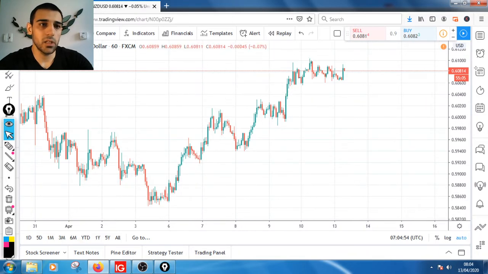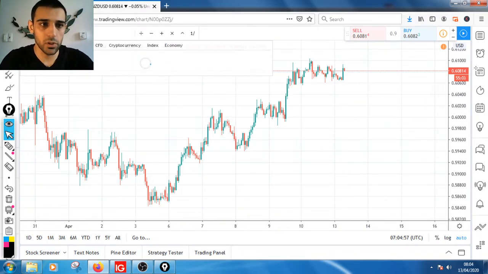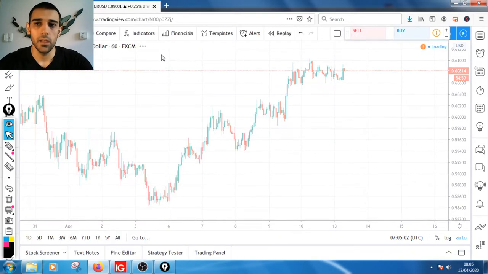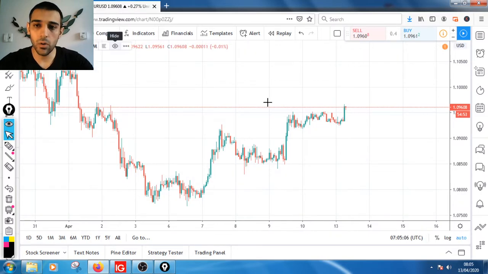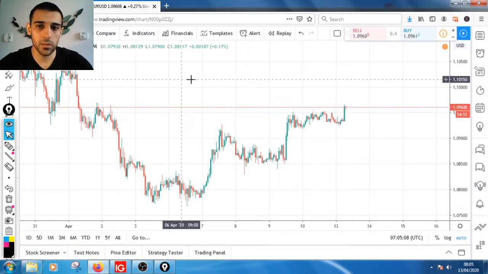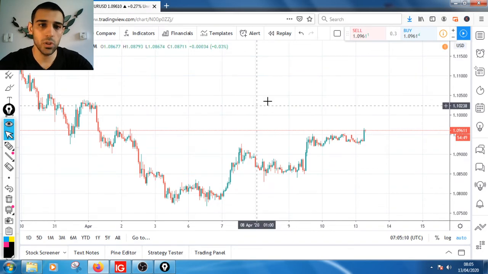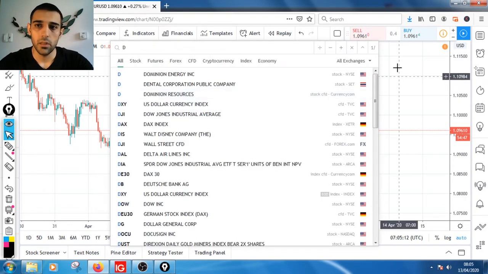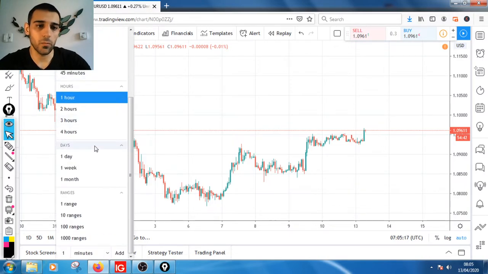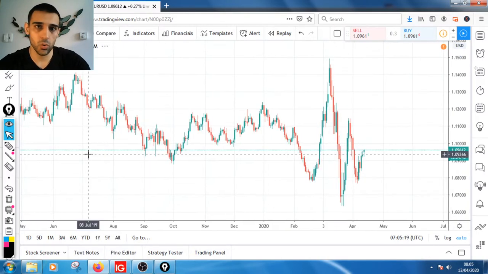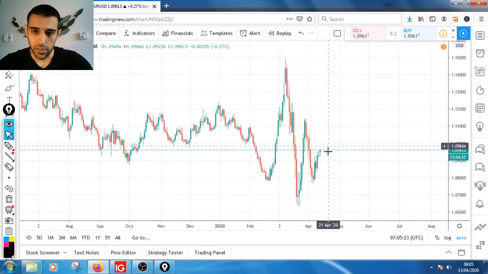I had a brief look at the Euro Dollar earlier, which looked pretty good. Euro USD, let's see what we have in there. We had this nice move on the 1-hour time frame. That looks pretty good. Let's go to the daily charts, and I'm going to start drilling down from the daily time frame to a shorter time frame.